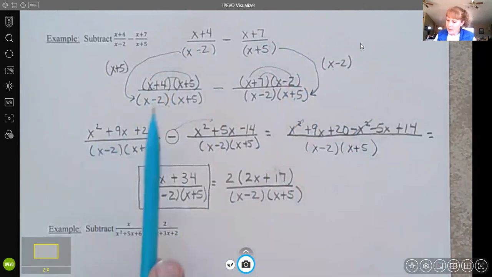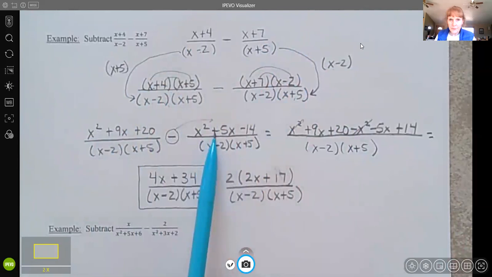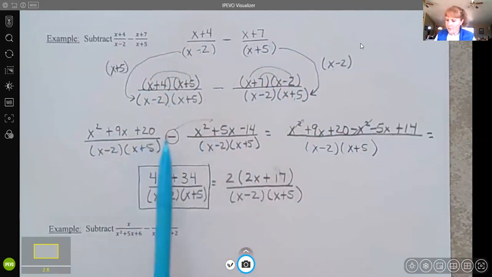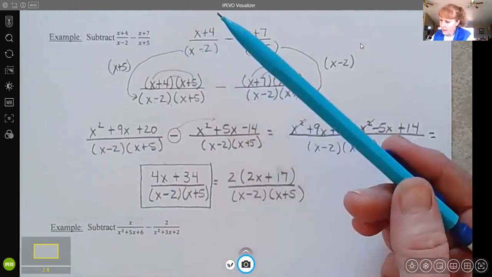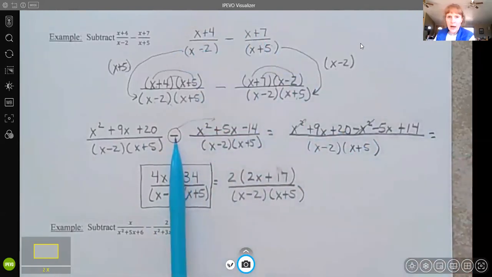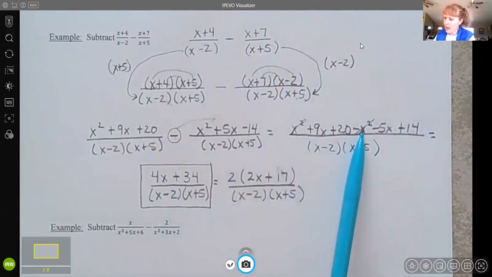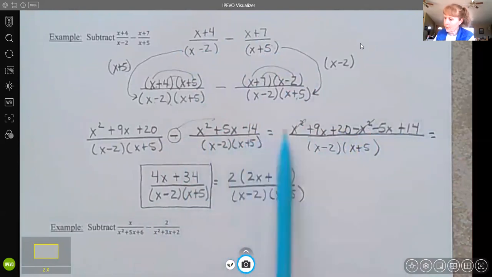And in this case, I had to use the FOIL method in both of these. Okay, these are equivalent fractions. I've made equivalent fractions to the originals. And then I had to be careful of that subtraction because it changed the sign on everything in the following numerator. And then you combine similar terms and see if you can reduce.